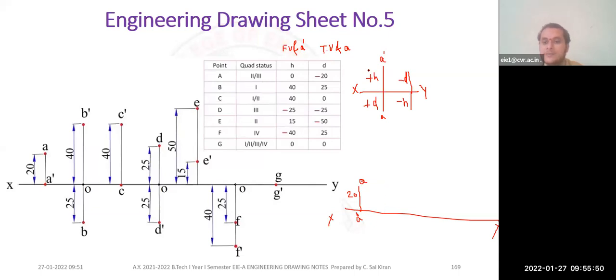Next is the B distance. For B, H is positive, so it will be above the XY line, and you have to write it as B dash. With respect to H, it will be the small letter and dash. So this is my H distance. I have to write it as 40. And next I have to come down. D is positive, so it will come negative at the below XY line. So write it as 25 and write this as small letter B.